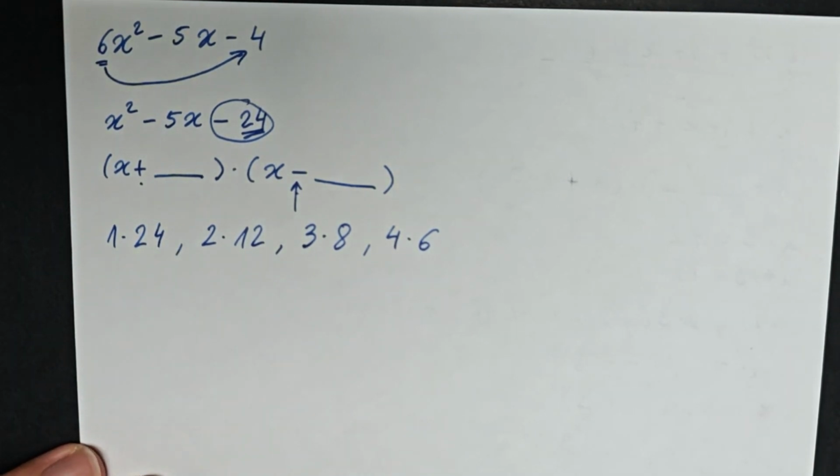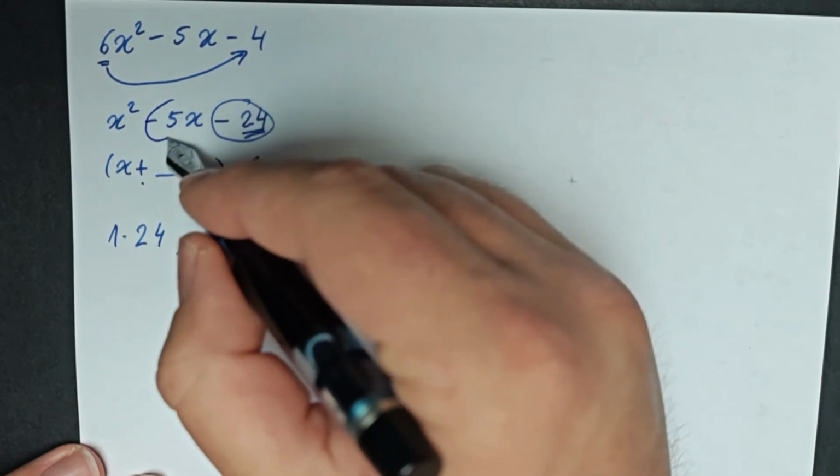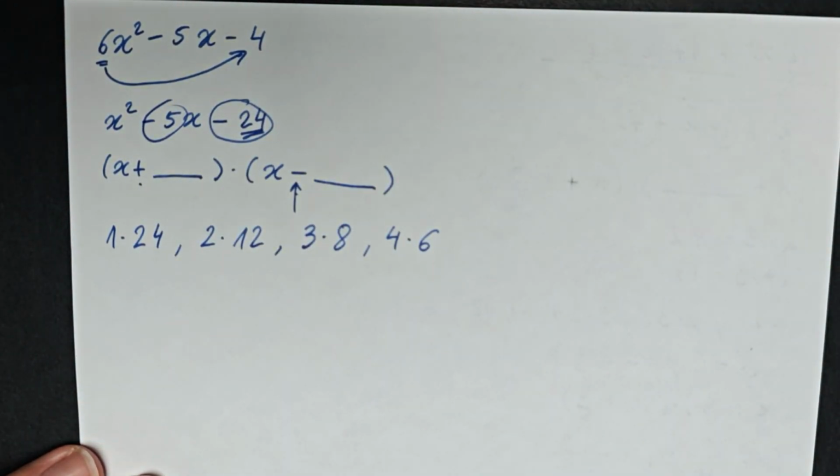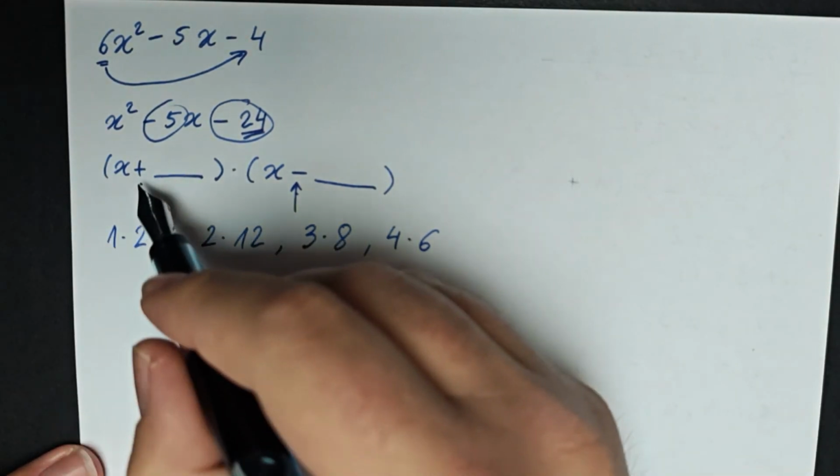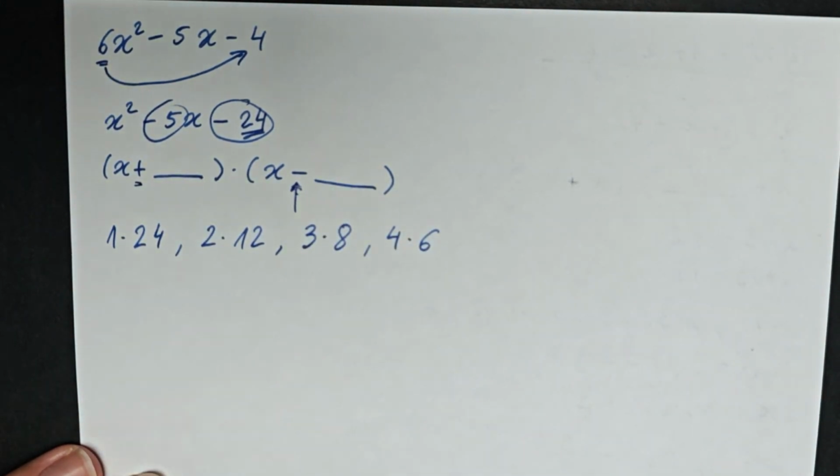Remember that in the last example we were looking for the pair of numbers whose sum would give us the coefficient which stands next to x. In this case we are not going to do that, because we have opposite signs in these brackets. We have plus and we have minus. We want to find two numbers, alpha and beta, as we called them in the previous case, and in this case those numbers are going to satisfy two properties. When we subtract them, we need to get 5, and their product has to be equal to 24.